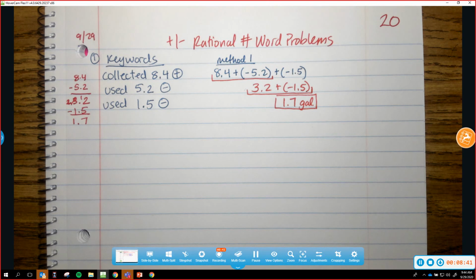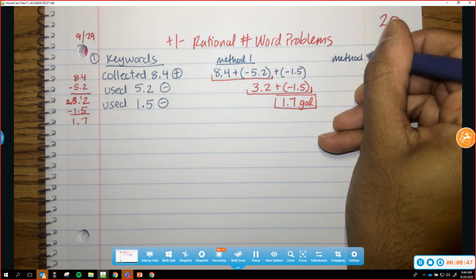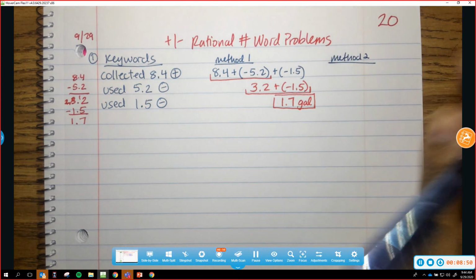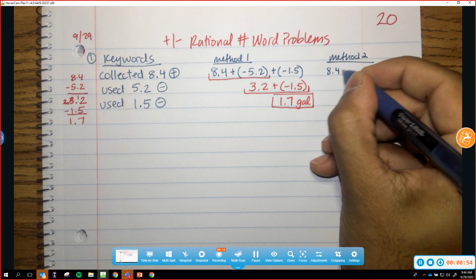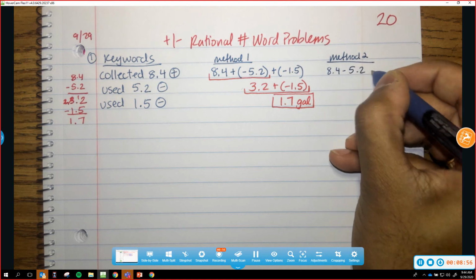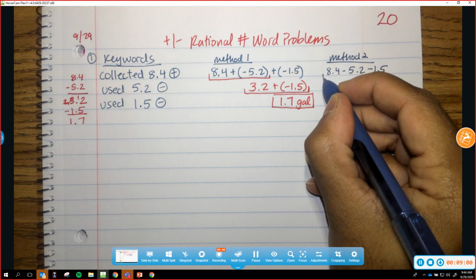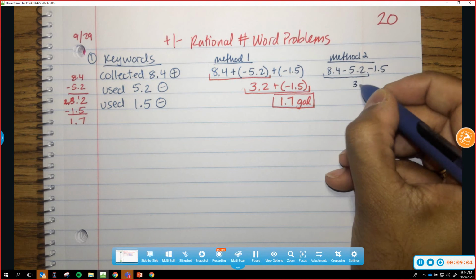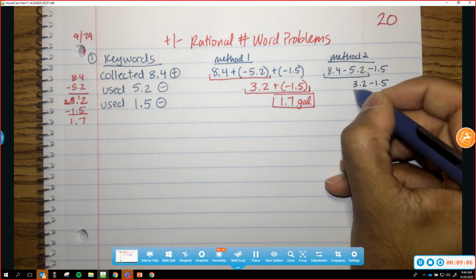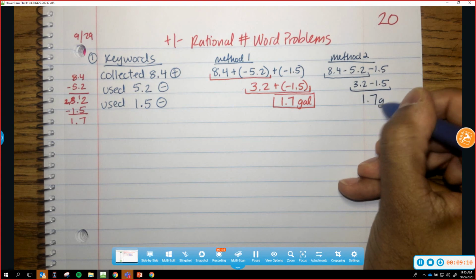Either way, you're still taking away, whether you add a negative, or with method 2, just subtract all the way through. If I did 8 4/10 minus 5 2/10 minus 1 5/10, 8 4/10 minus 5 2/10 we saw was 3 2/10. 3 2/10 minus 1 5/10 gets us the same answer of 1 7/10 gallons.